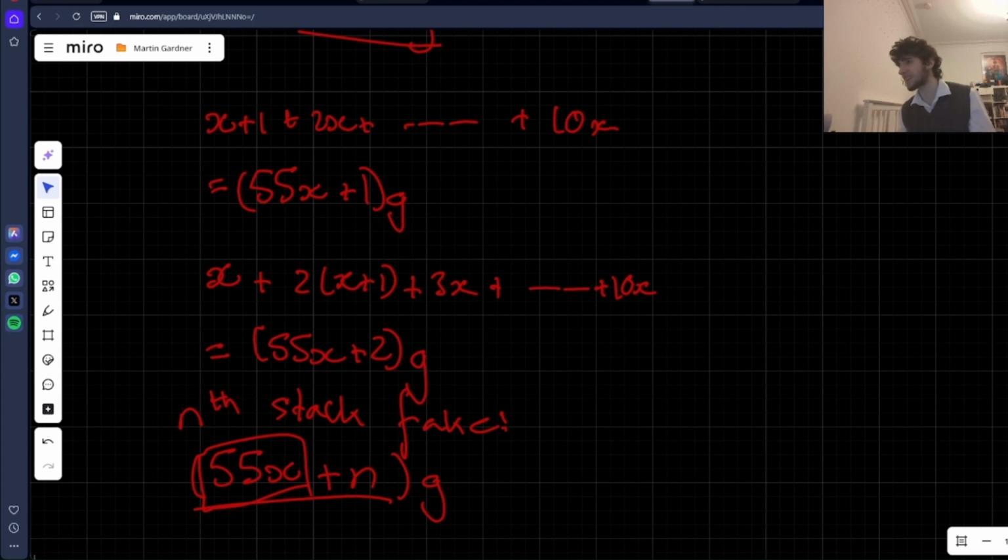Weigh this new stack that you've composed by taking one coin from the first stack, two coins from the second, and n coins from the nth stack, and combining them into one big stack and placing those on the scale. Then see how that value that you've observed differs from 55x. Now, if it differs by n, right?